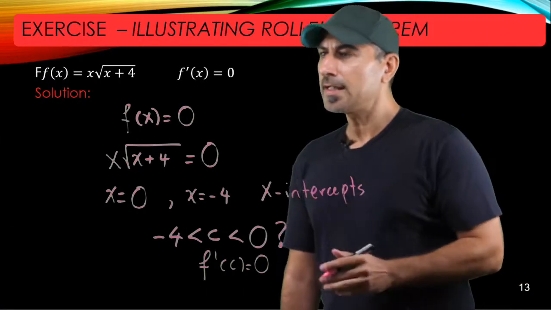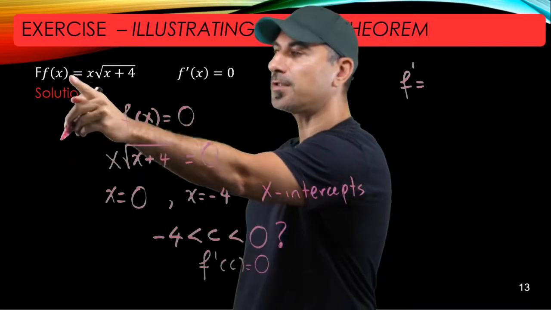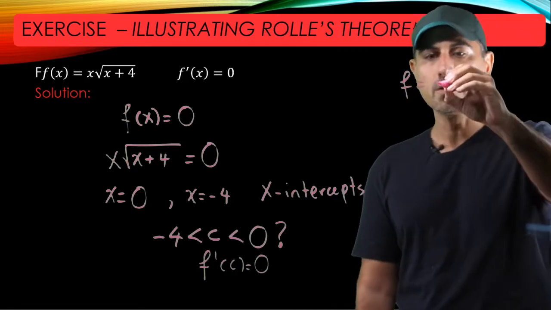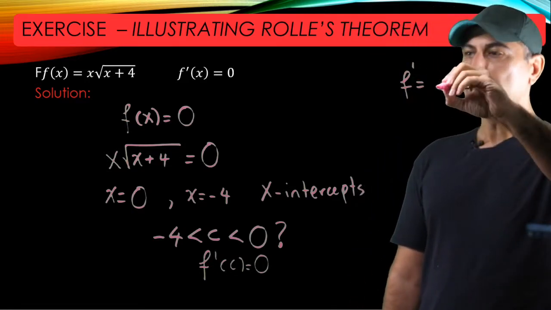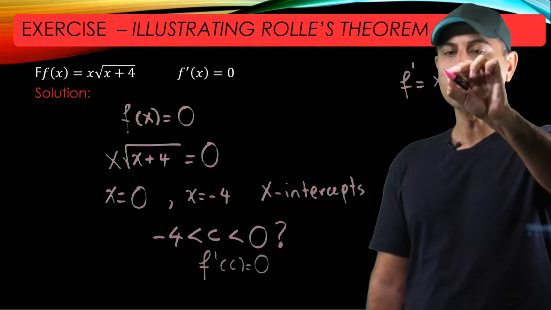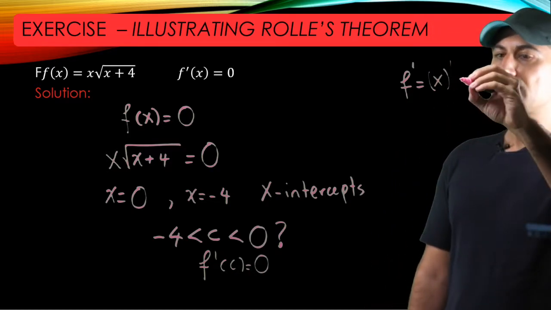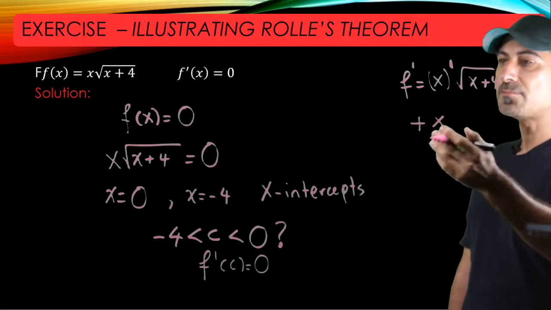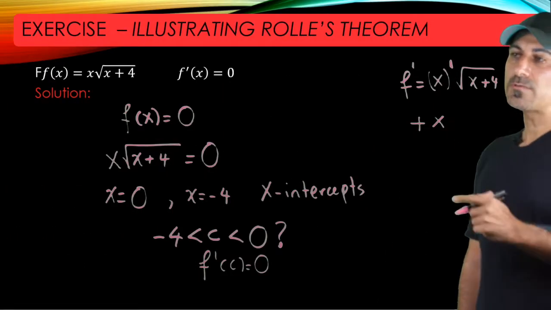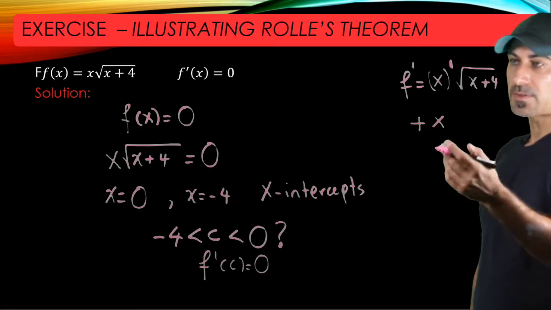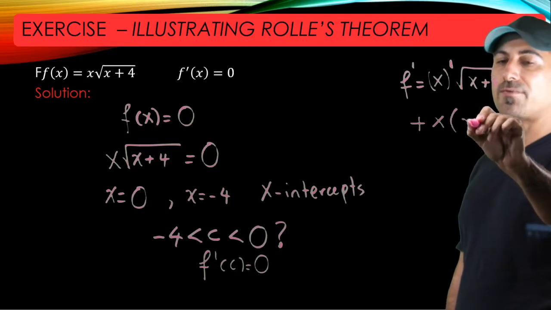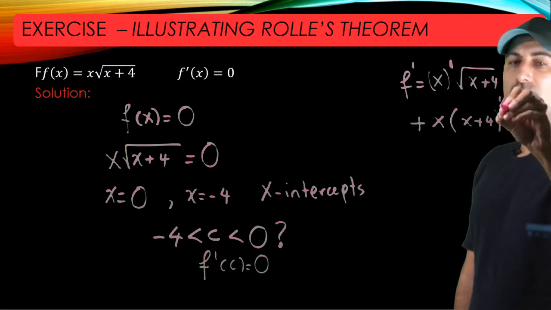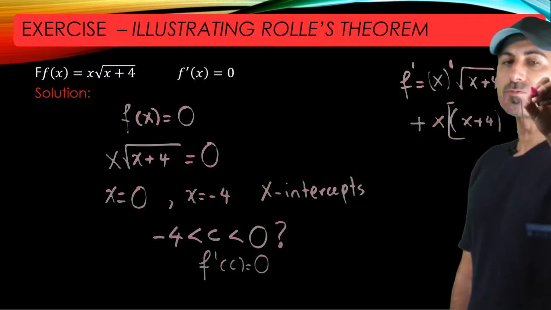All right, let's go ahead and find f prime. Well, we have the product of two functions here, so why don't we use the product rule for this function. So essentially it is the derivative of the first function times the second function, which is radical x plus 4, plus the first function times the derivative of the second function. So why don't we rewrite radical x plus 4 in exponential form so that we can use the power rule. So radical x plus 4 is in fact x plus 4 to the power of 1/2. And we take the derivative of this.